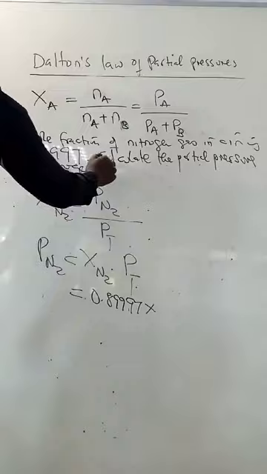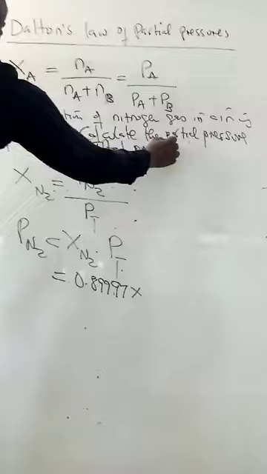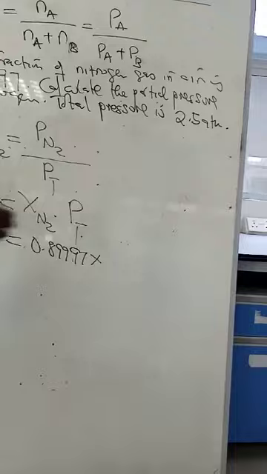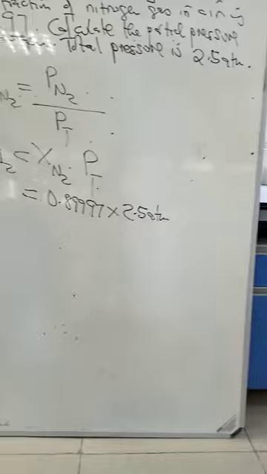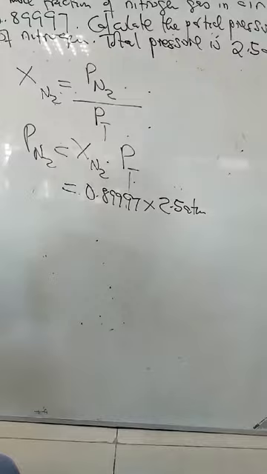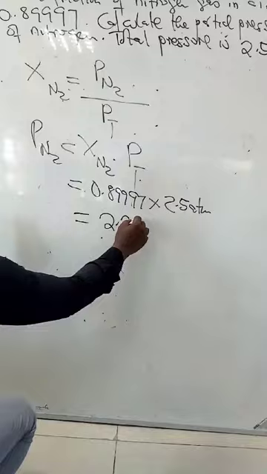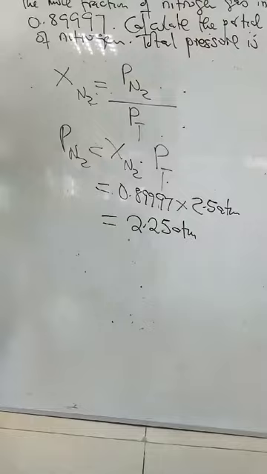Since the total pressure was not given, let's say the total pressure is 2.5 atmospheres. So now we multiply it by 2.5 atmospheres. So we multiply 0.8997 times 2.5, which is giving us 2.225 atmospheres. So this is how we can calculate.